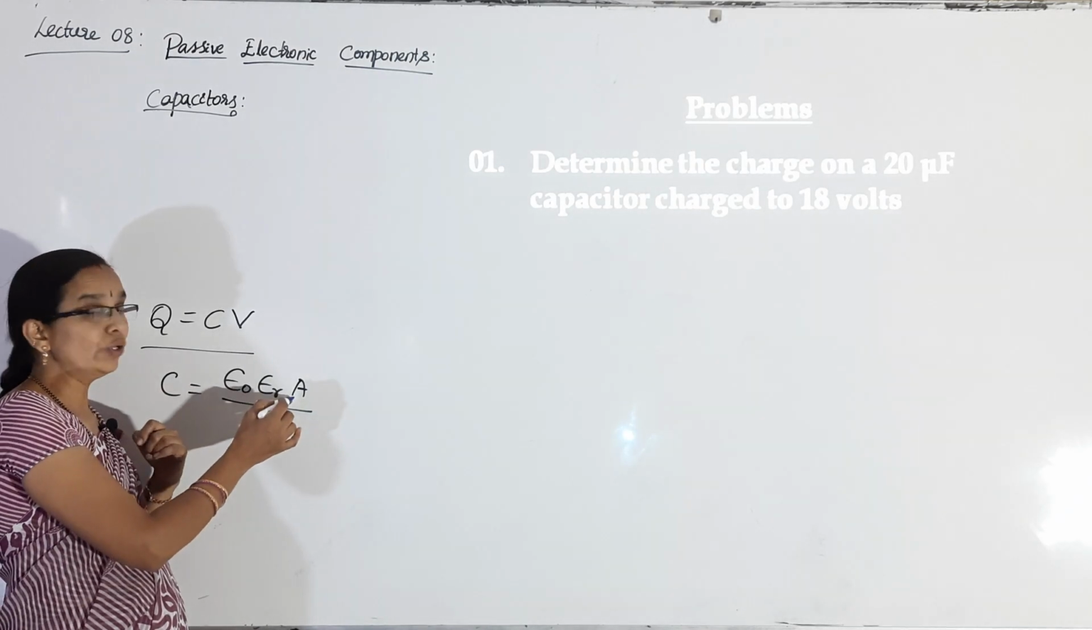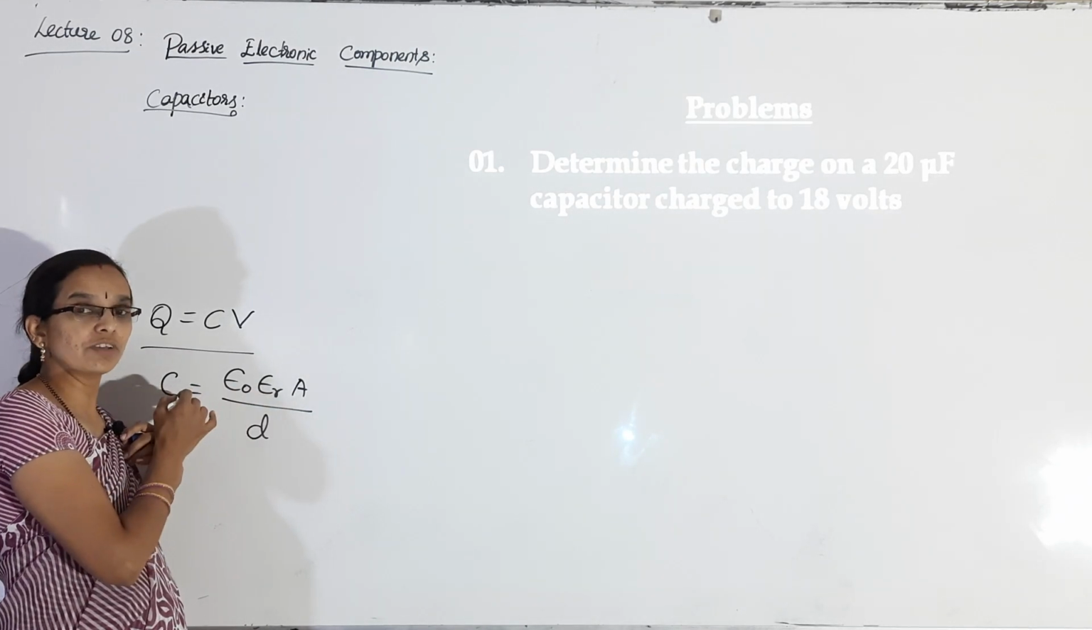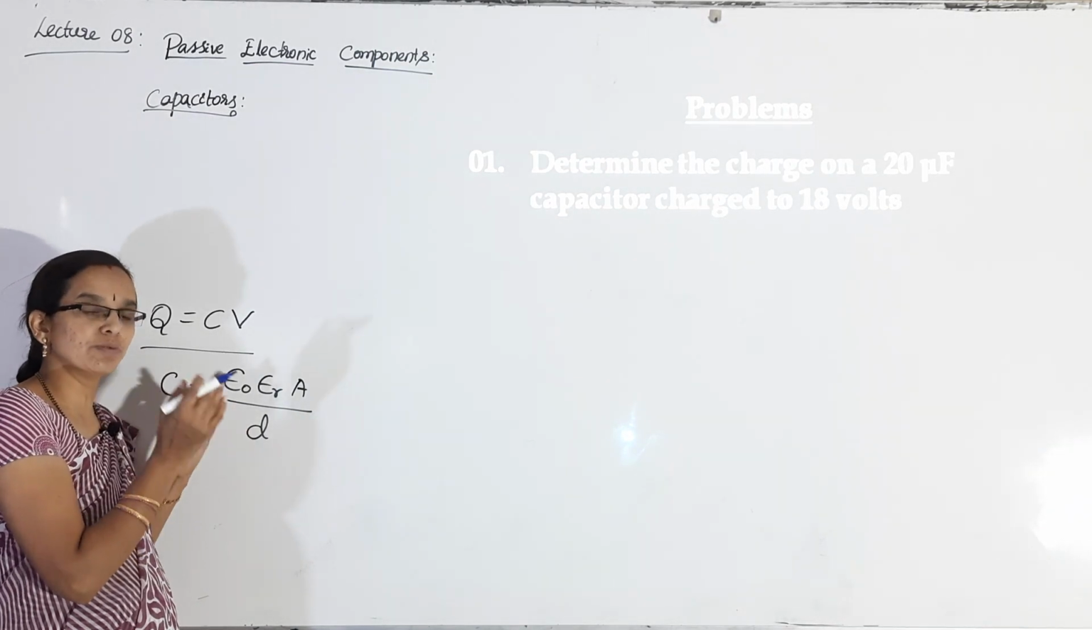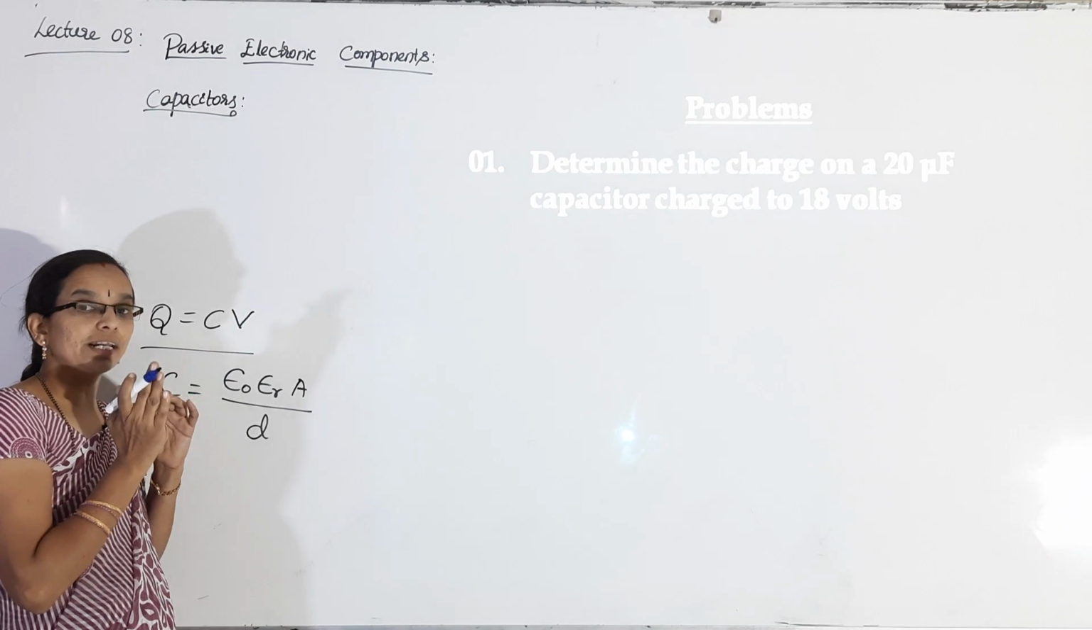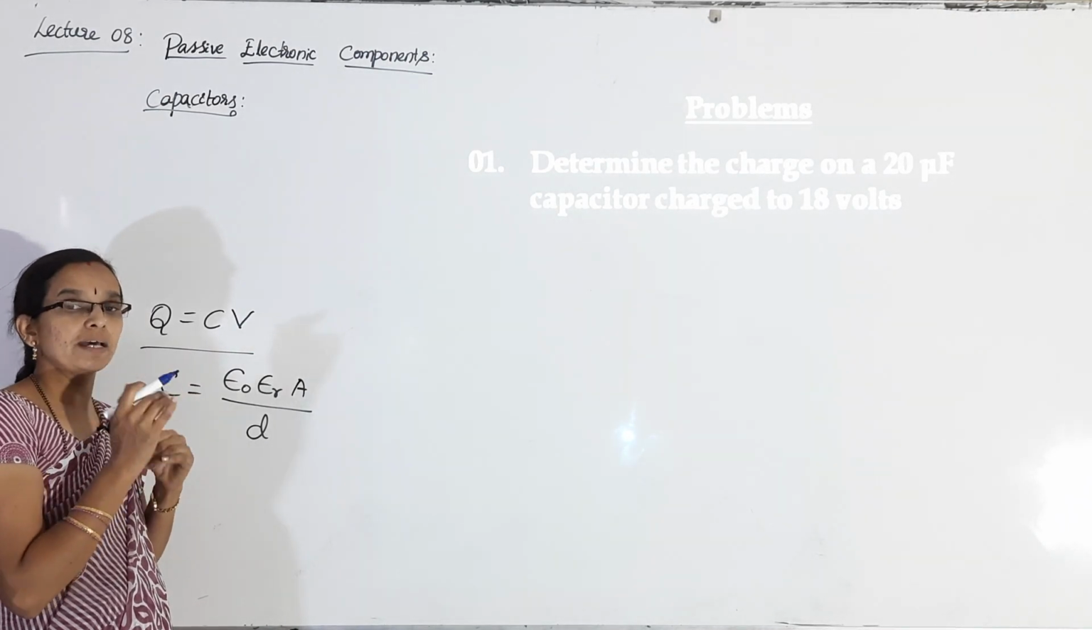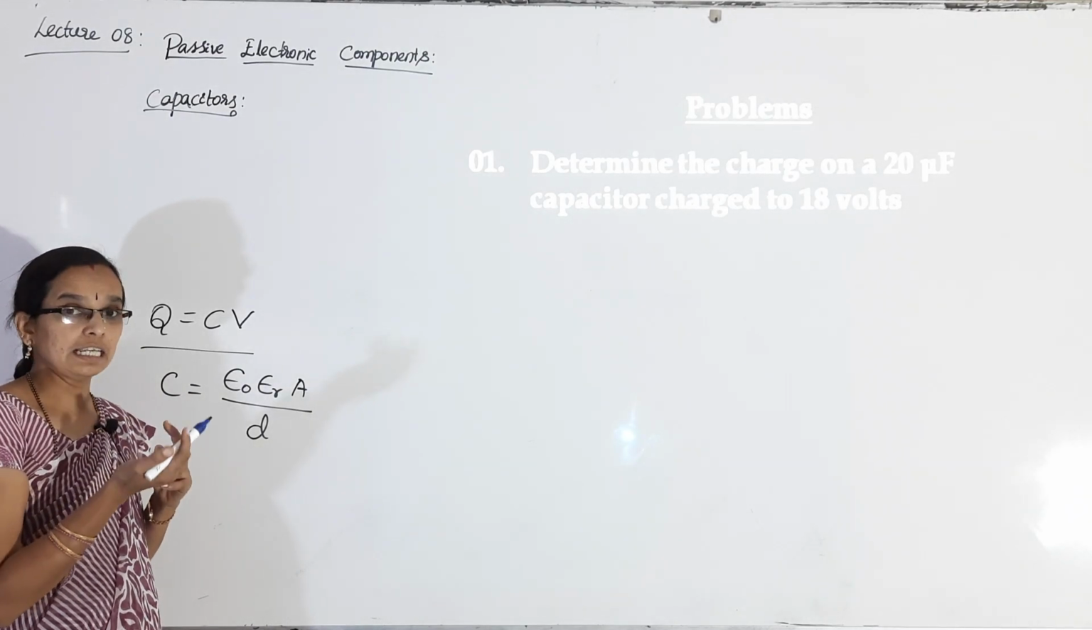That means if you increase the area of the plates, the capacitance of the capacitor will increase. If we decrease the distance between the plates, that means the two conducting plates which are separated by a dielectric medium come closer, the capacitance of the capacitor increases.